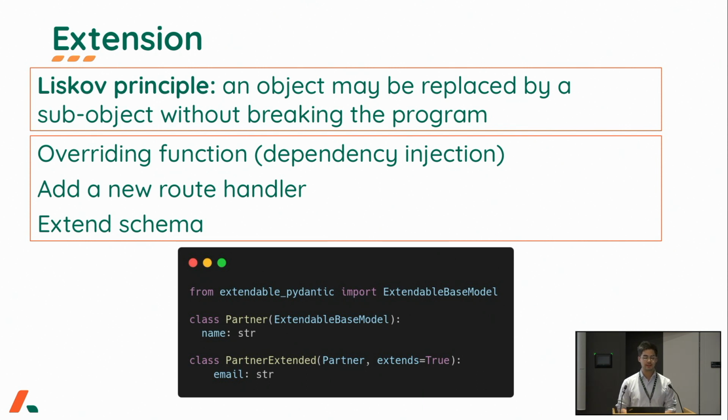Then you can use the extendable Pydantic and extend schemas that are used in the parameters of your routes, but also in the response of your route. To do so, you'll need the library extendable Pydantic, and you'll have to define, first of all, your first schema as an extendable base model, and then you'll be able to later on extend it. So here is a small example. I have the partner schema with one attribute, which is a name, and I'm extending it with an email.